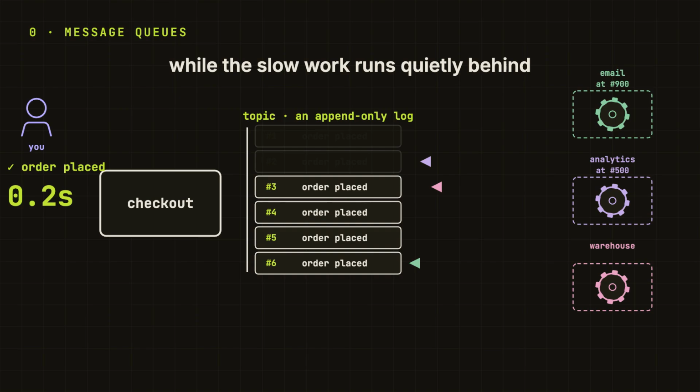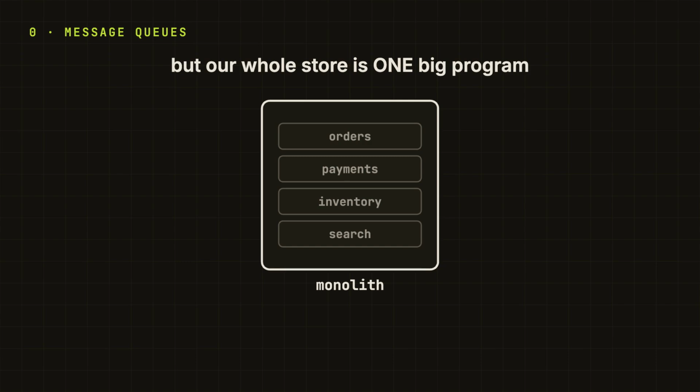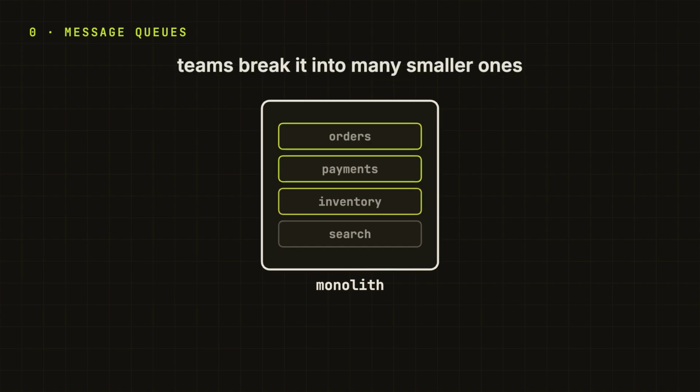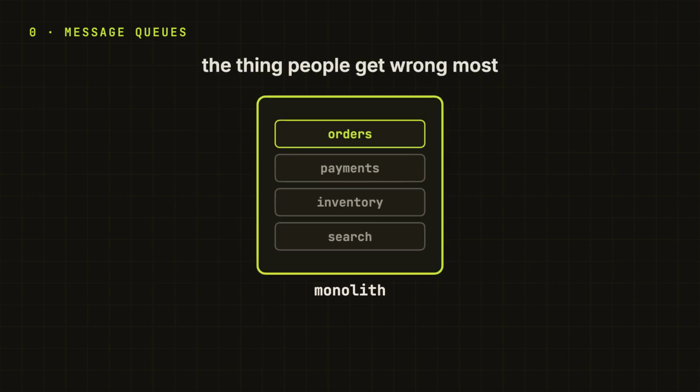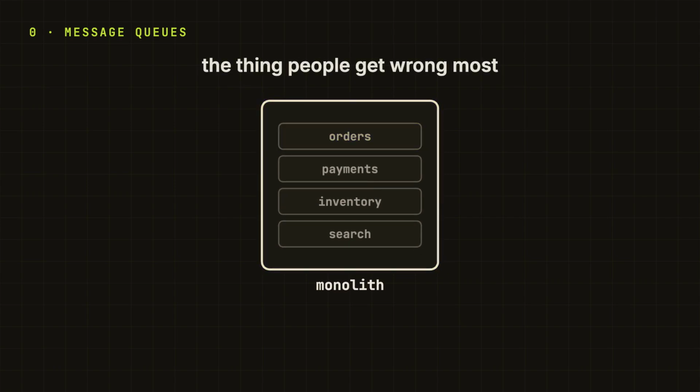Now, so far, our whole store has been one big program, but at a certain size, teams break that one program into many smaller ones. And why they do that and what it costs is the thing people get wrong more than almost anything else. Microservices.